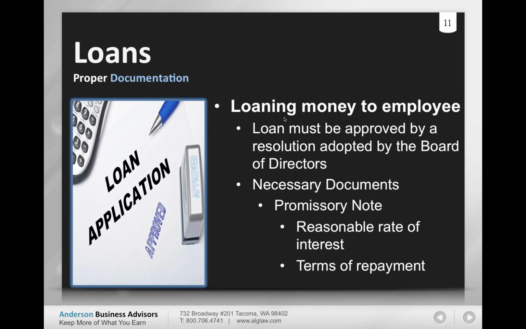Now, the key with these loans is that a loan has to be an arm's length transaction. So even though you own that corporation and you're an officer or director of that corporation, that loan needs to be commercially reasonable. So what we do is we want to make sure that we draft up a promissory note. That's an obligation for you to pay back that corporation, generally at a set schedule.